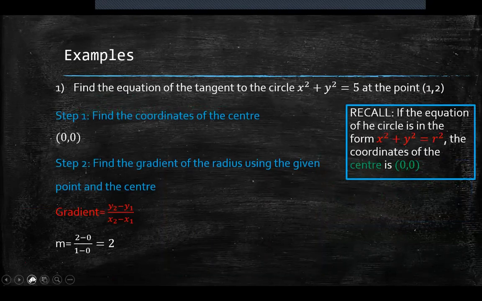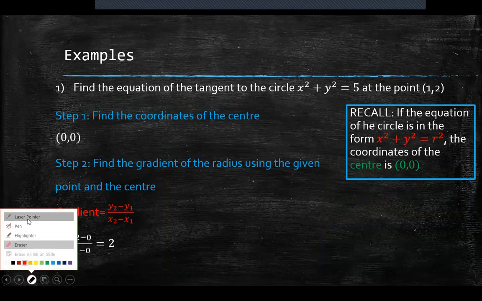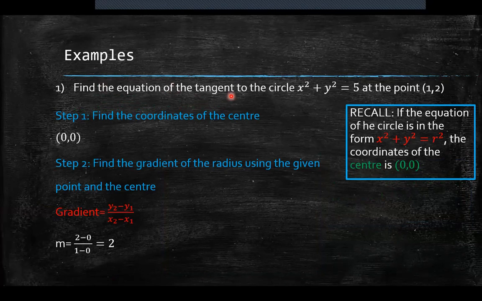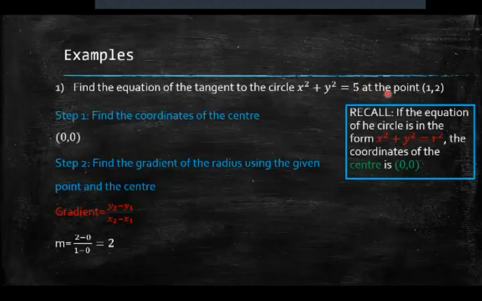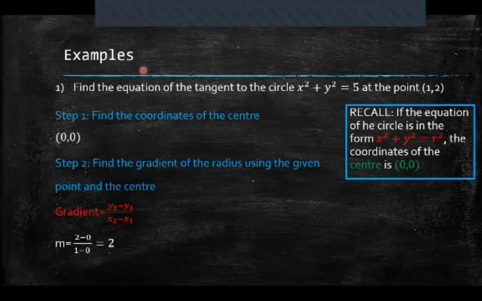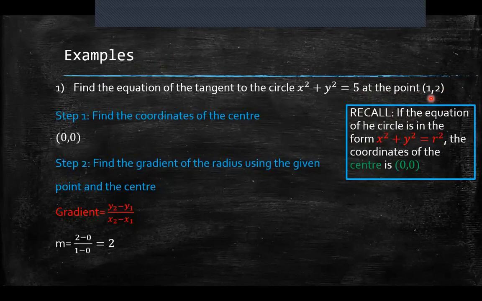So we're moving straight to the examples. Find the equation of the tangent to the circle x squared plus y squared is equal to 5 at the point (1, 2). First thing you need to remember, for new people, don't worry, we did that already, and the recordings are in the Google Classroom, so if you want to look at it, no problem.